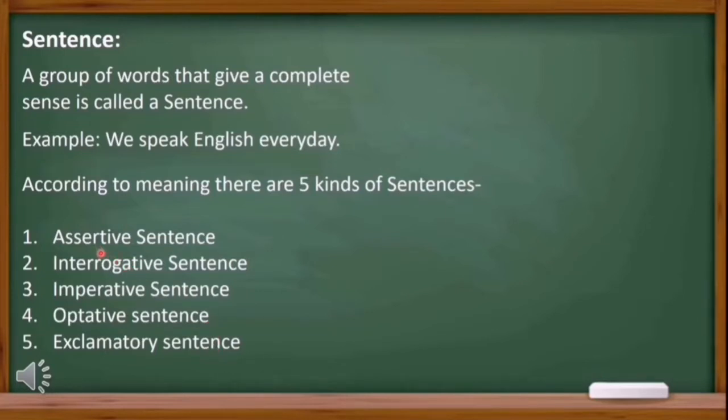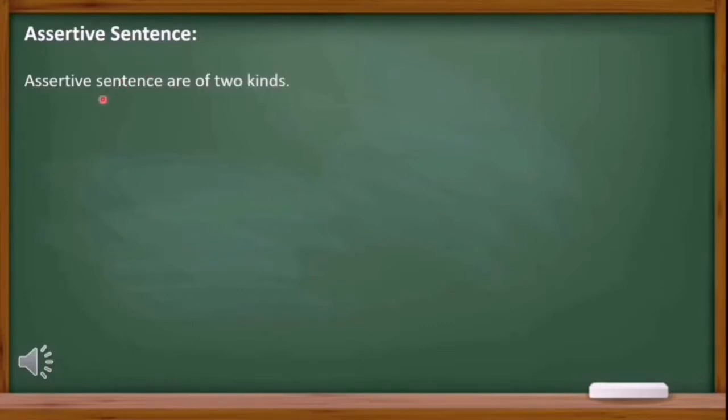Okay. So today we are going to discuss these 5 kinds of sentences. First of all, I'll begin with assertive sentence. So you need to know what is actually an assertive sentence. An assertive sentence is a general statement that indicates a positive statement. It may be either affirmative or negative. Okay. So affirmative sentence.